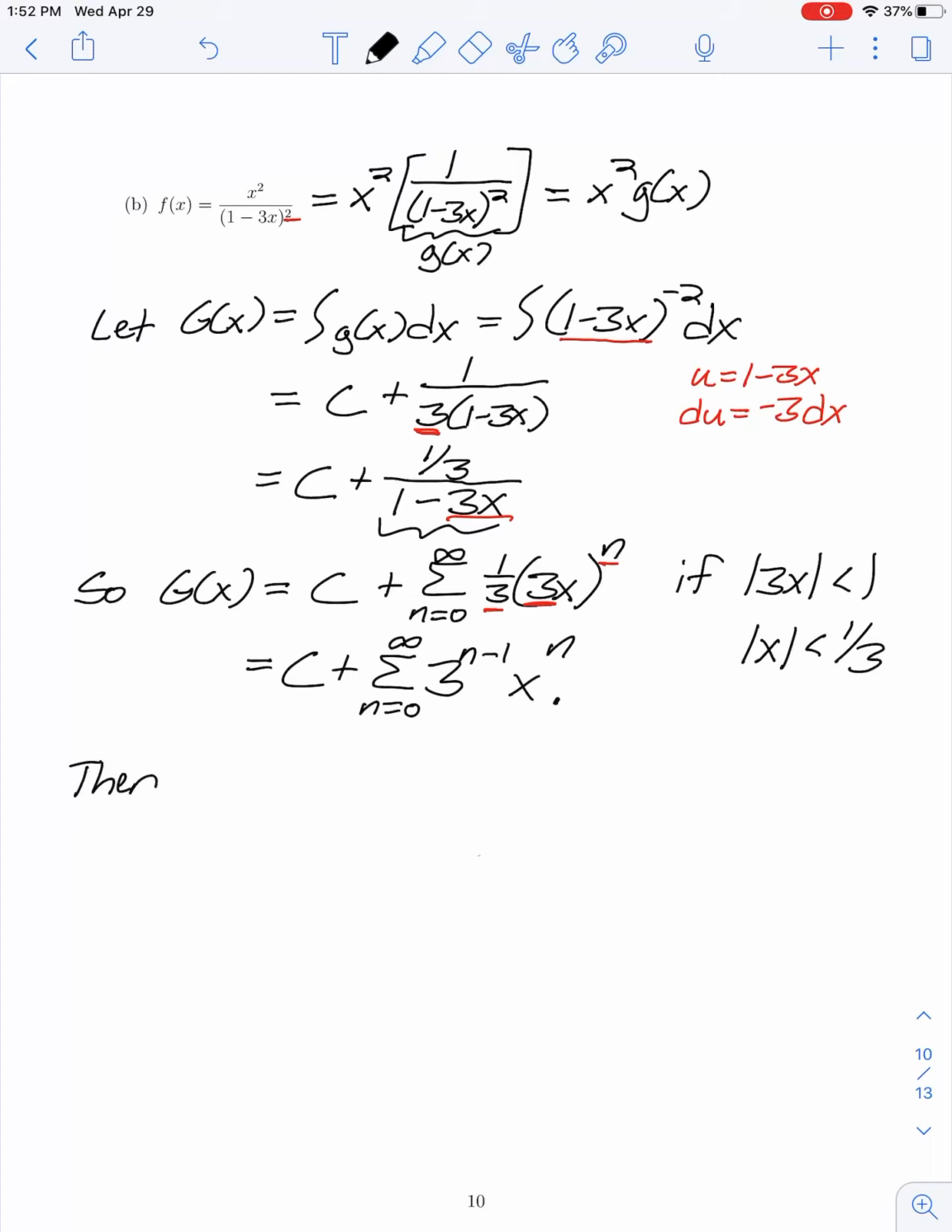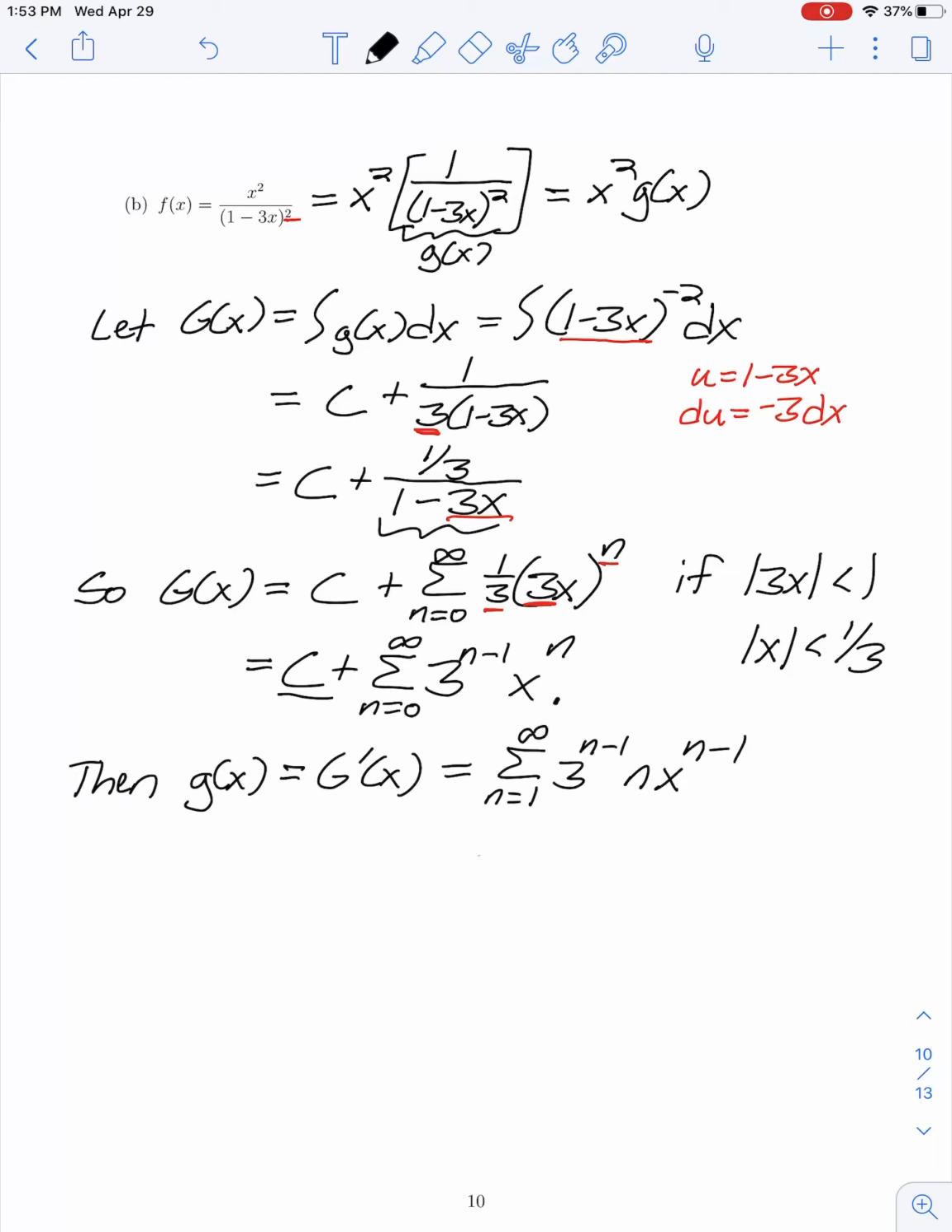So to find the function little g of x, I would take the derivative of capital G of x. That is, the derivative of the antiderivative should give me back the original function. So if I differentiate this, well, the derivative of our constant of integration c is 0. And then differentiating term by term, I have the sum from n equals 1 to infinity of 3 to the n minus 1. And then the derivative of x to the n is n times x to the n minus 1 power.